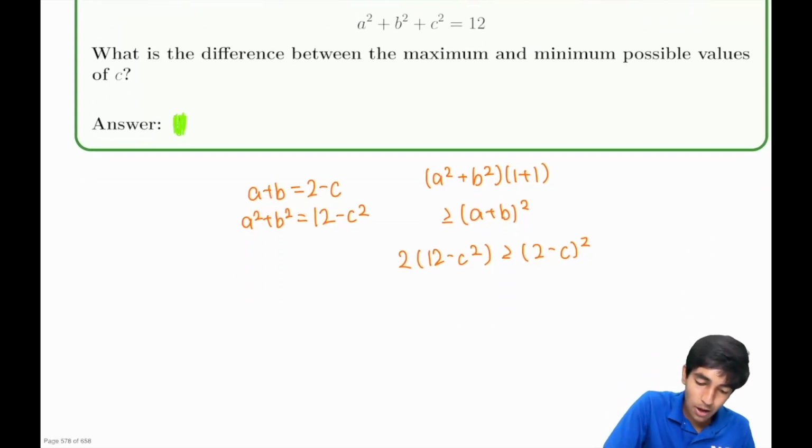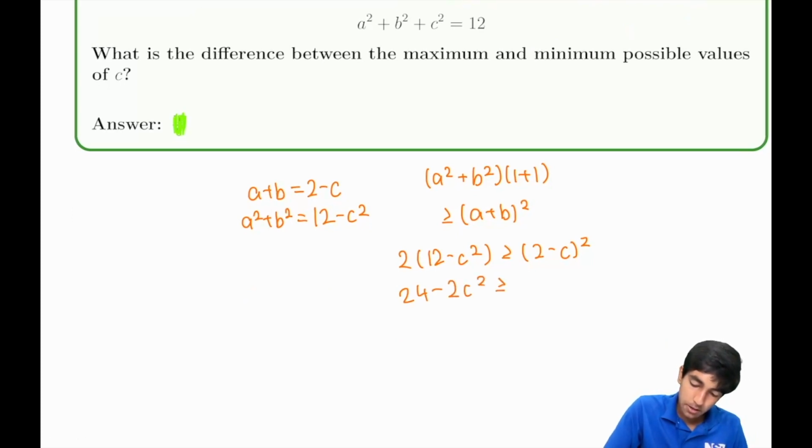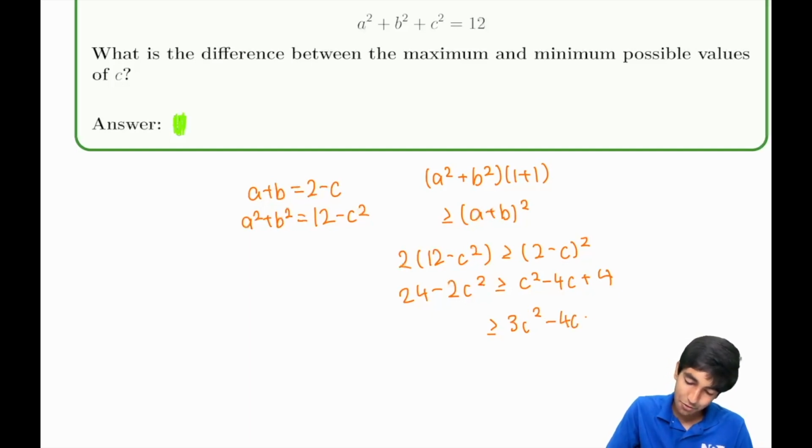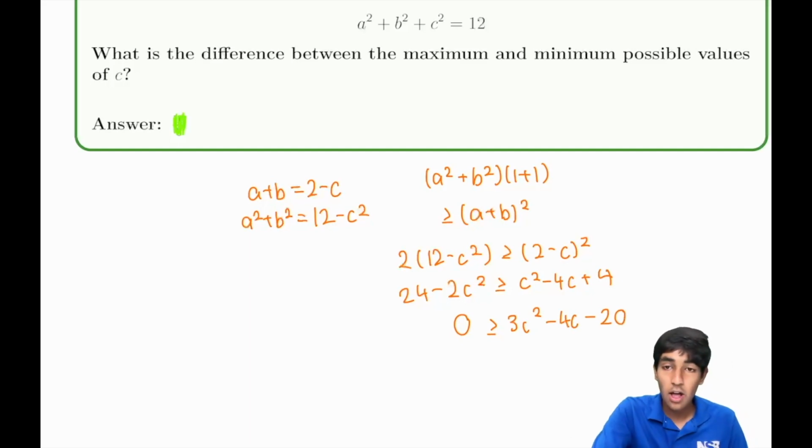Okay, so now from here it's not that difficult really. That was the tricky part of the problem. Now we just expand, and now this is a really simple quadratic style inequality, which I'm sure you've solved in algebra 1 before, is less than 0. And to find the difference between the maximum and minimum values is just going to be the roots of this quadratic.